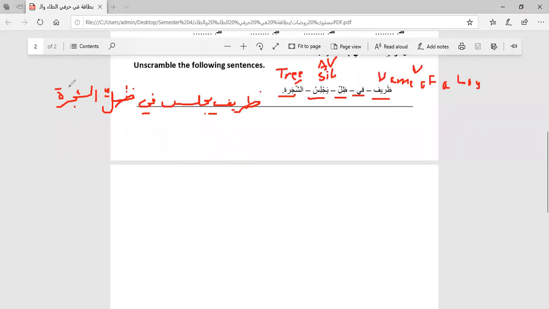So here is Zarif. Okay, what is Zarif doing? يجلس, he's sitting. Fi is what? In. Where? ظل is the shade. Okay, shade, where there is no sun, in the shade of the tree, which is شجرة. So ظريف يجلس في ظل الشجرة. Okay.